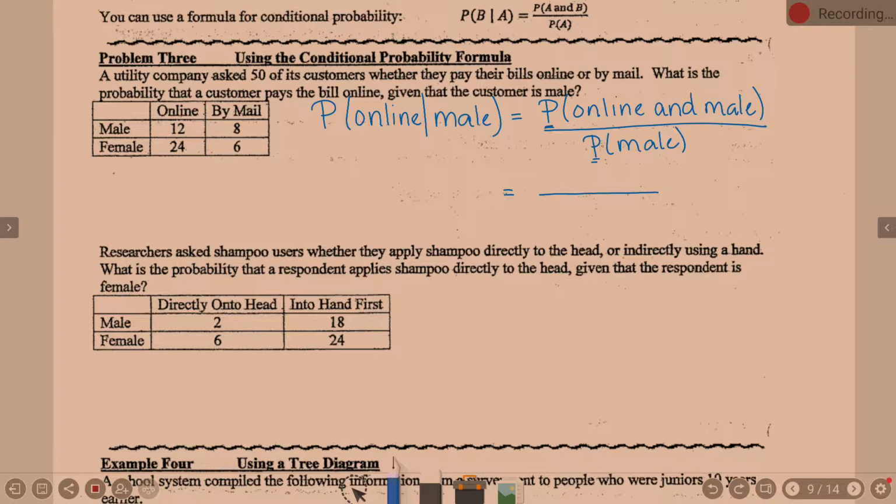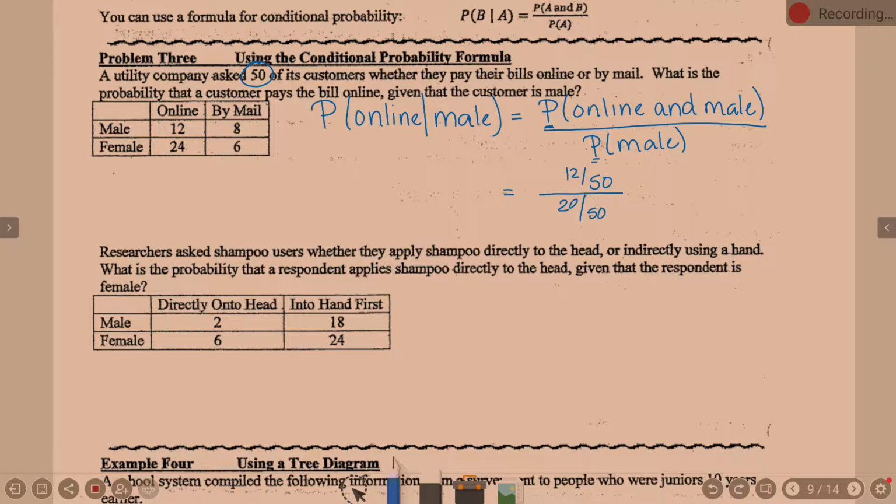Okay? So, the probability of online and mail is going to be, just don't even think about today, just think in general. Probability that you pay online and are mailed is 12 out of how many? And that's going to be 12 out of 50. So I'm going to put 12 out of 50 on top, divided by the probability that the person is male. How many males do we have here? 20 out of how many? 50.